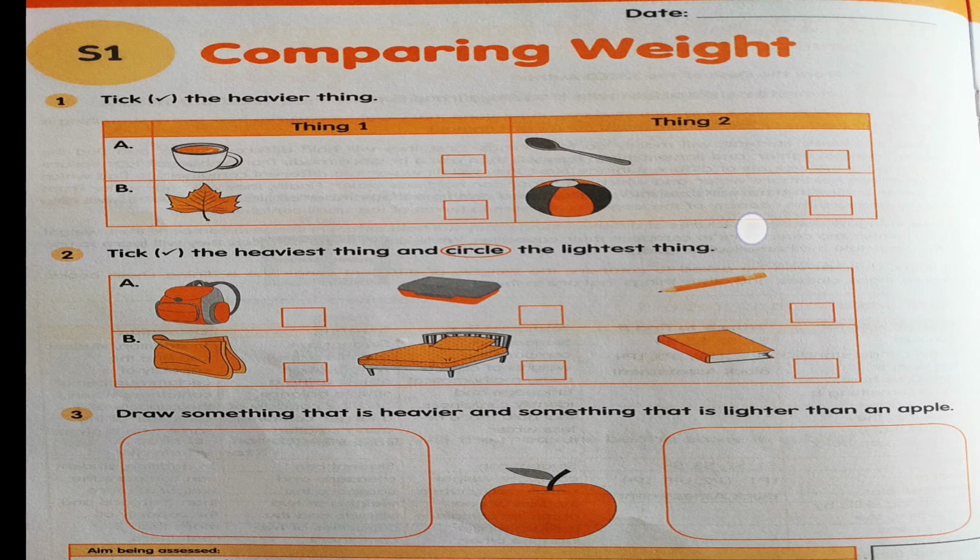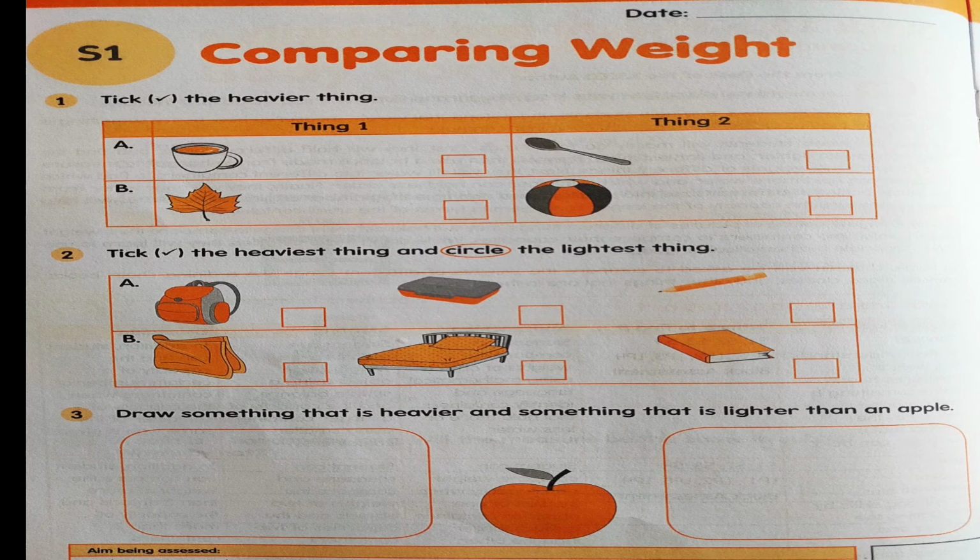Which one do you think is the heaviest? The heaviest, you will tick, okay? And the lightest one you will circle. Like here in picture A, I'm going to help you with this one. The school bag is the heaviest from all the three pictures. You will tick in this box. And the pencil is the lightest of all, so you will have to circle the pencil.